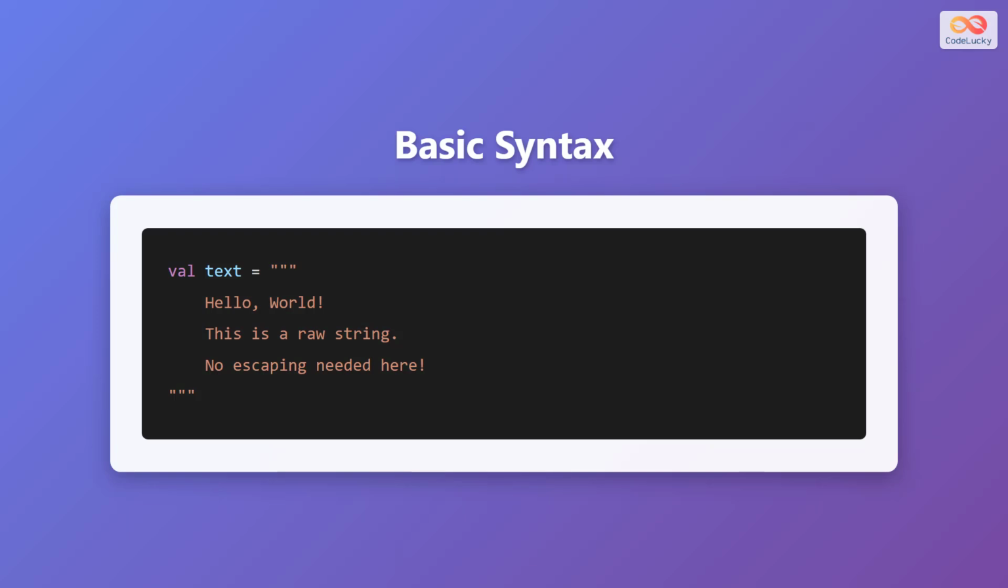Let's look at the basic syntax. You declare a variable using val or var, then assign it a string that starts with 3 double quotes. Inside, you can write multiple lines of text naturally. No need for \n for new lines. The string ends with another 3 double quotes. Everything in between is preserved exactly as written.